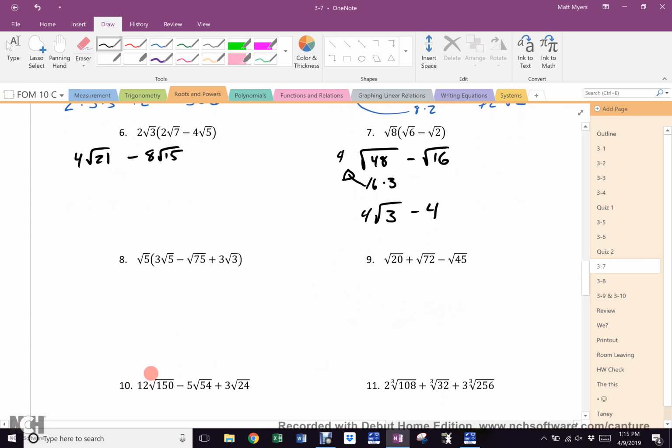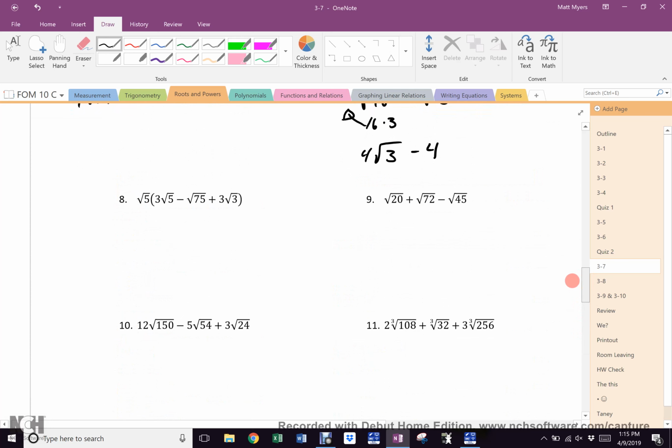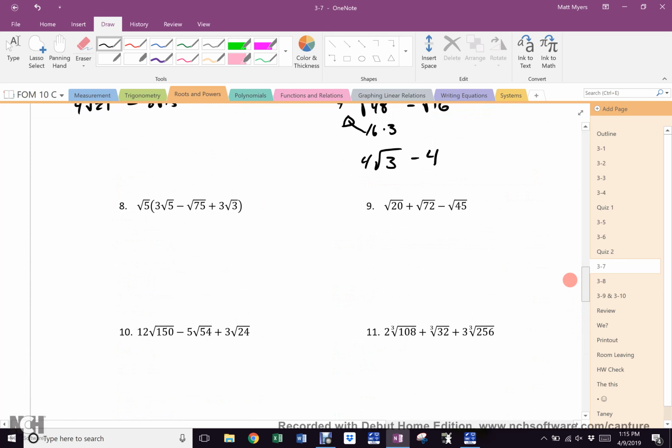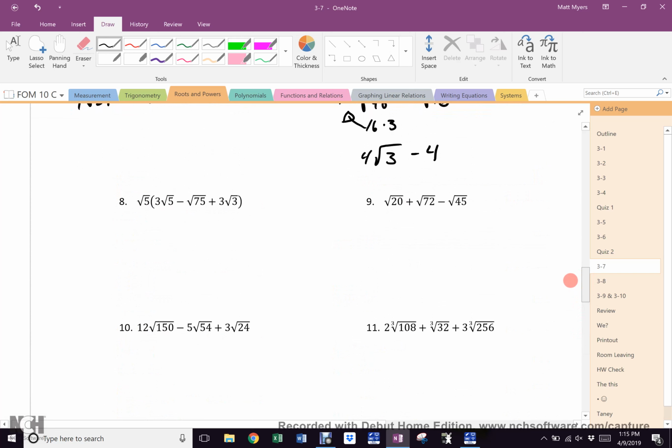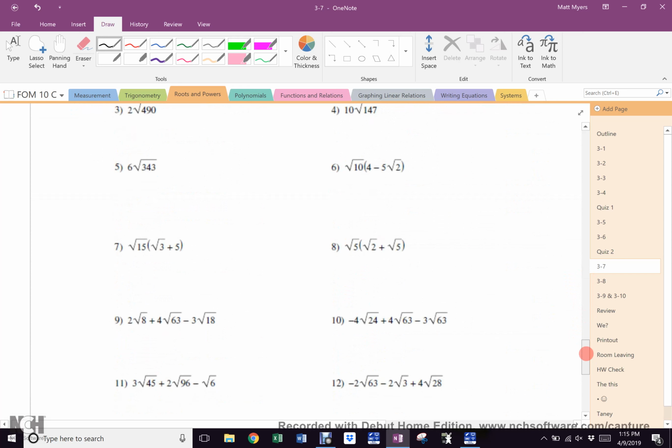This is the same all the way down. You would multiply that one through, simplify all these, simplify all these, simplify all these. So I'm going to leave that for now in case you didn't do it. This page is the same type of stuff.